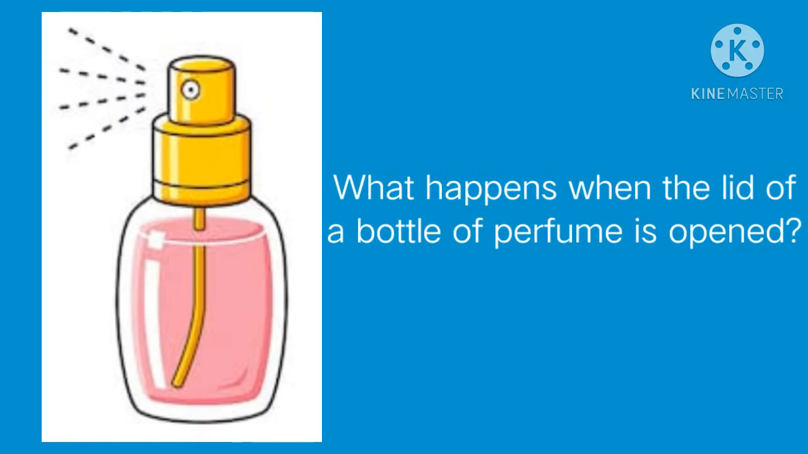Next, wipe a drop of ink with a handkerchief. What effects does it have on the cloth of the handkerchief? Ink is absorbed by the cloth and a spot is formed on the handkerchief. Next, what happens when the lid of a bottle of perfume is opened? When the lid of a bottle of perfume is opened, fragrance will spread everywhere.